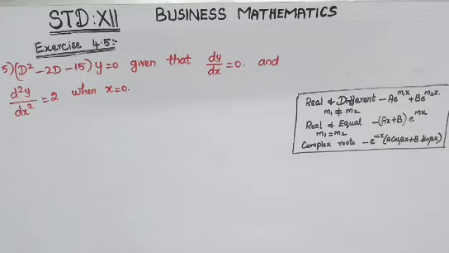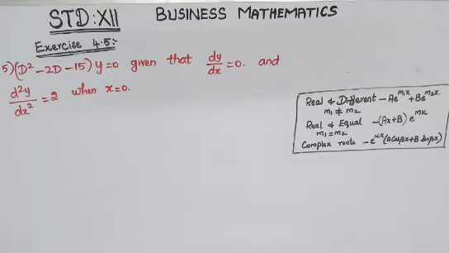Standard 12th Business Mathematics Exercise 4.5. Fifth question: (D square minus 2D minus 15) y is equal to 0. Given that dy by dx is equal to 0 and d square y by dx square is equal to 2 when x is equal to 0. So they have given you some conditions, and according to that we will have to solve it.